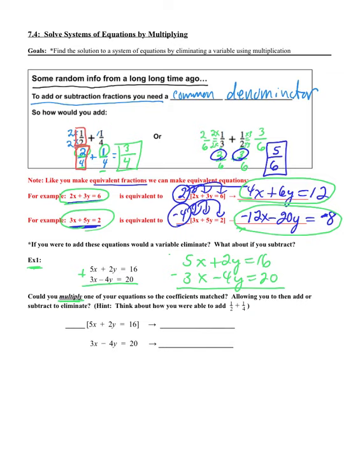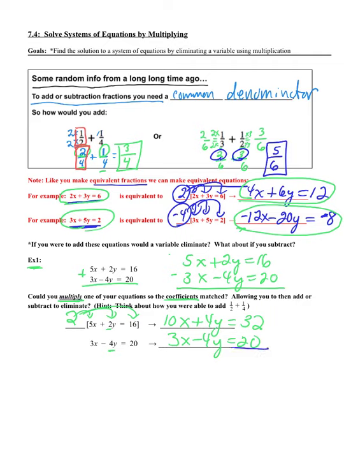So getting back to equivalent equations, can we multiply one of these equations so that the coefficients match, allowing you to add or subtract to eliminate, all right? And you're still connecting it back to equivalent equations and the idea of how you get equivalent fractions, okay? So we have my 2 and my 4 again. So I can multiply this equation by 2, right? Everything, to multiply everything in here by 2. So that's 10x plus 4y equals 32, okay? And then I don't have to do anything to the bottom equation, but rewrite it, okay?